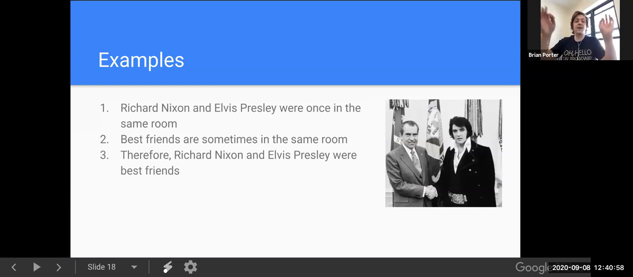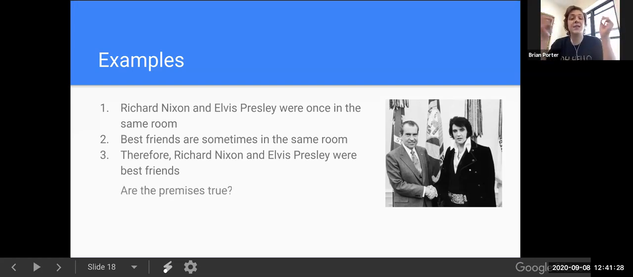So here's another example. Richard Nixon and Elvis Presley were once in the same room. That's premise one. Premise two, best friends are sometimes in the same room. That's premise two. Conclusion, therefore, Richard Nixon and Elvis Presley were best friends. So that's an argument. Again, I don't think it's an argument anyone's ever actually made, but it is an argument.